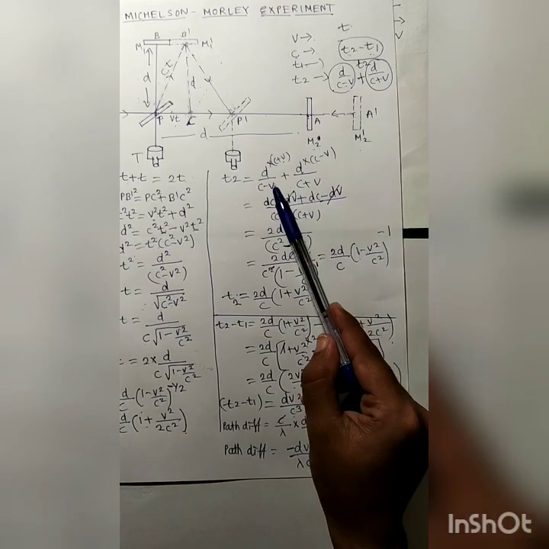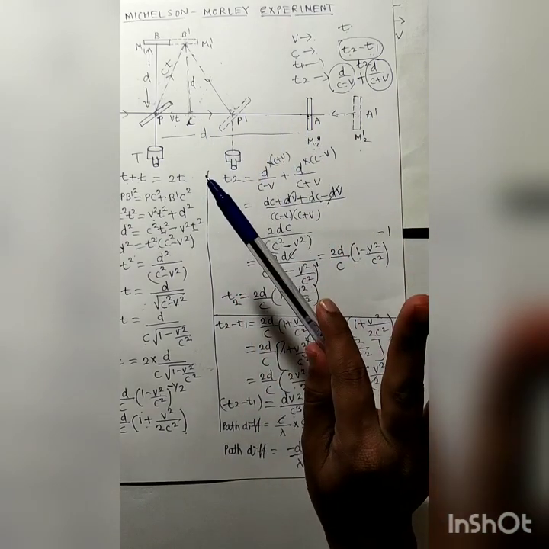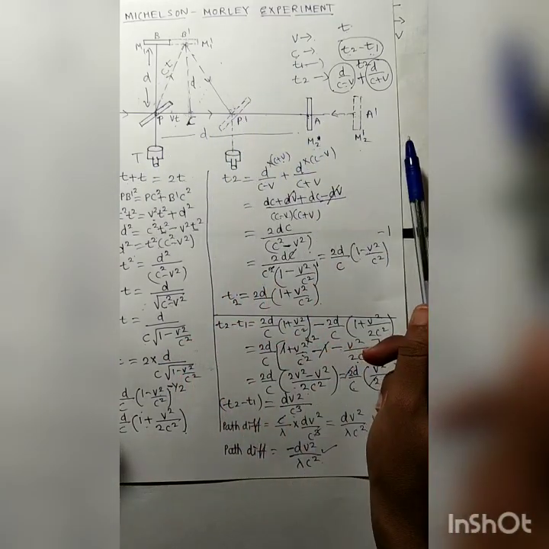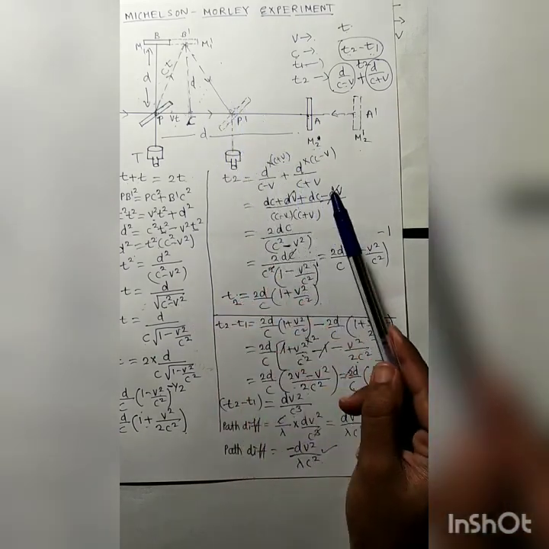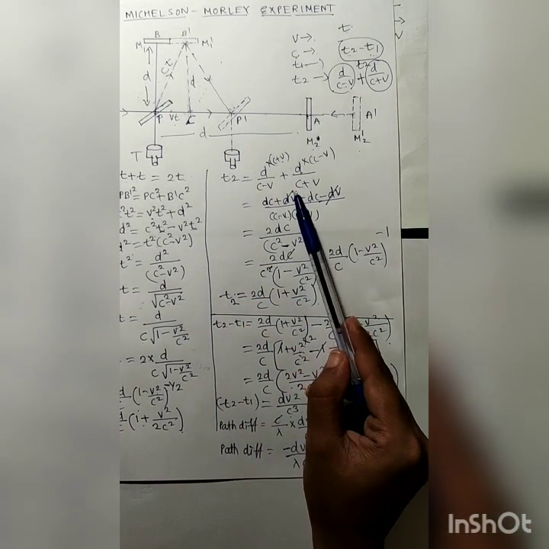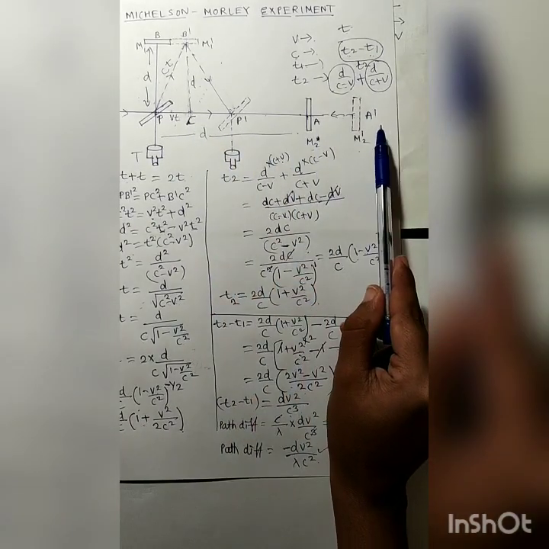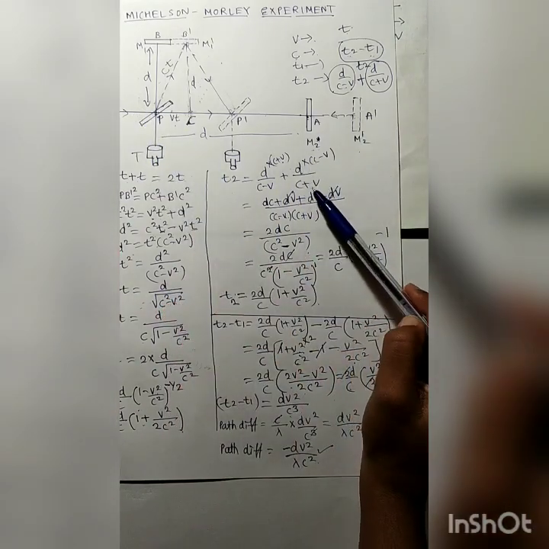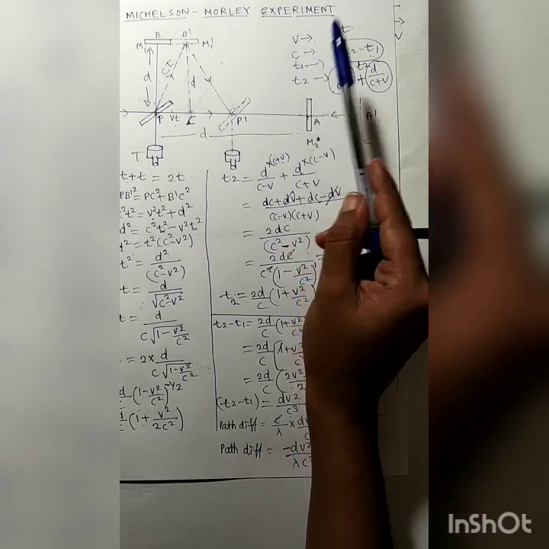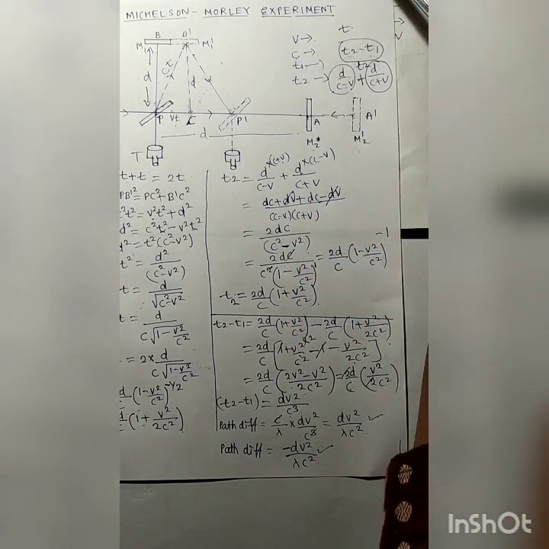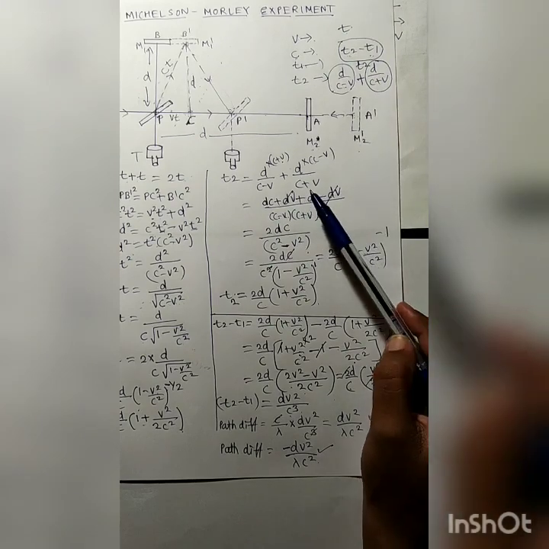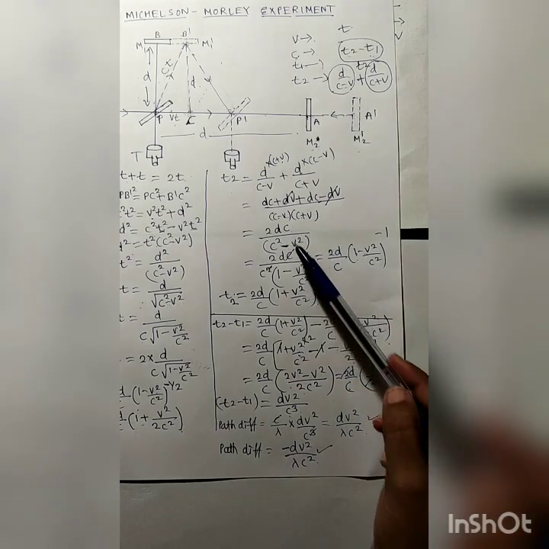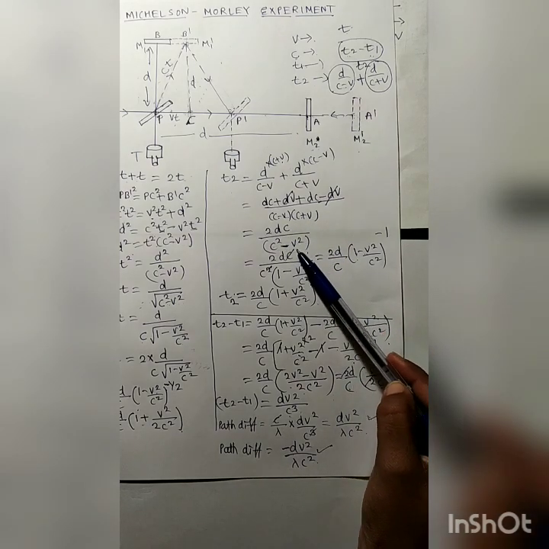So the relative velocity becomes c minus v. But it is covering the d distance only. And the transmitted ray covers the same distance, but the setup is moving like this and the ray is coming like this. That's why the relative velocity becomes c plus v. That's why while going, the time taken is d divided by c minus v, and while coming back the time taken is d divided by c plus v. By the formula, time is equal to distance divided by velocity. So taking the LCM c minus v and c plus v and substituting the values, we got 2dc divided by c square minus v square.